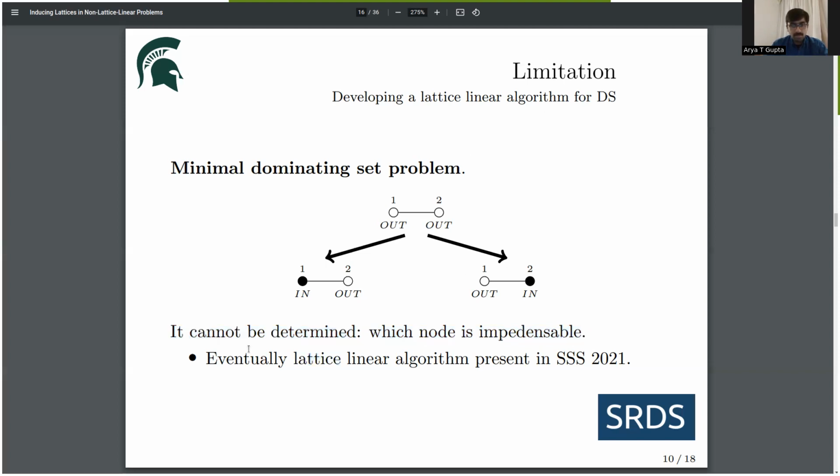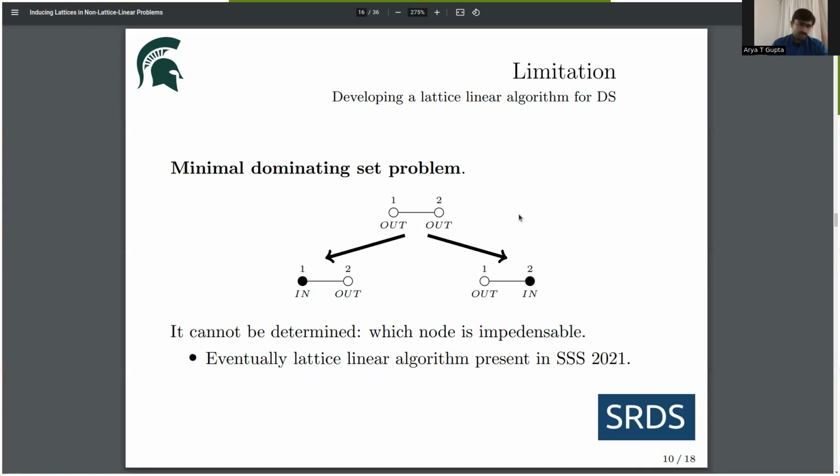To address such issues, we presented eventually lattice linear algorithms, and we introduced such algorithms in 2021. And in that paper, we also presented an algorithm for the minimal dominating set problem.